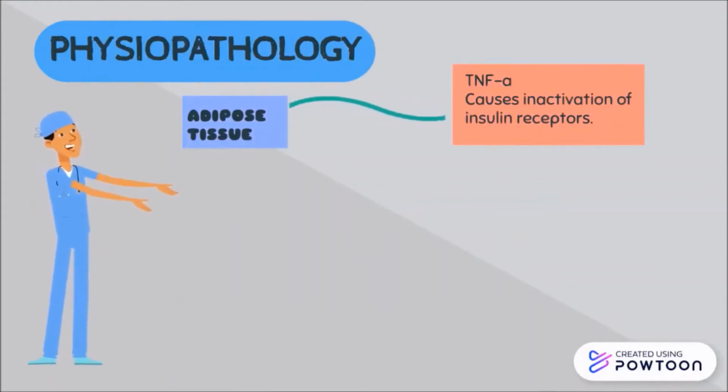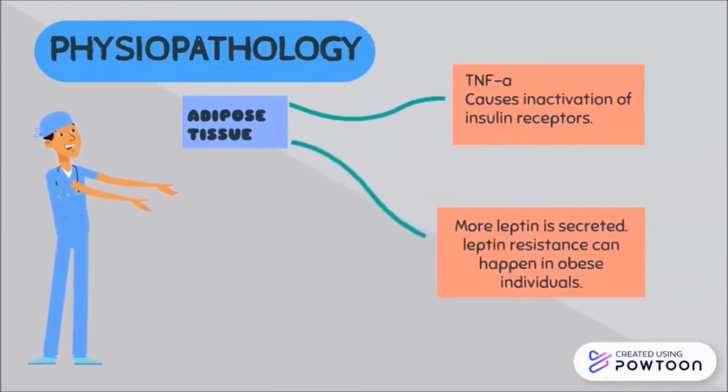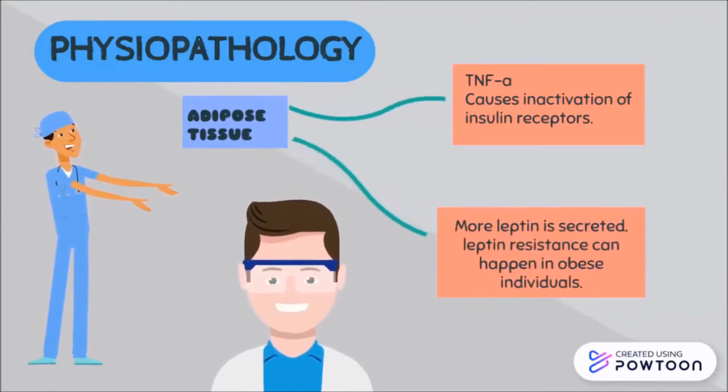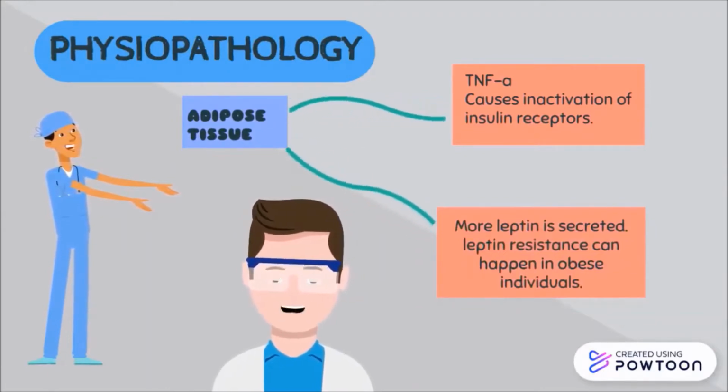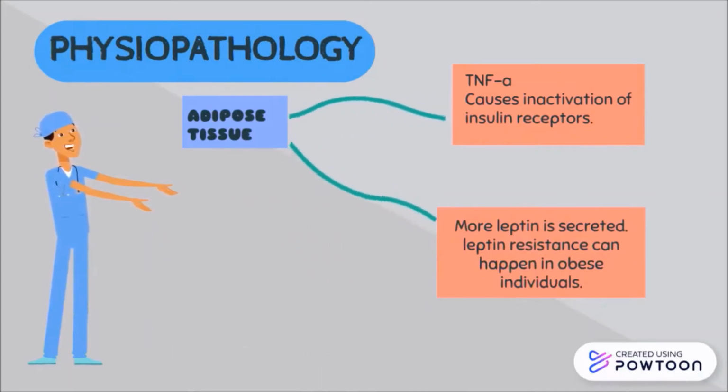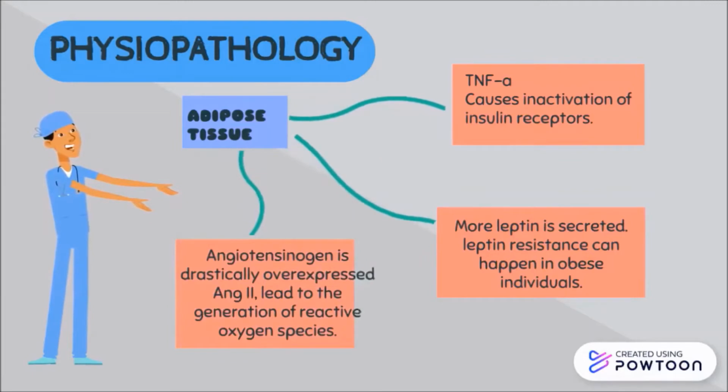Leptin is secreted by adipocytes to signal the brain for satiety. Normally, as fat cells expand, more leptin is secreted, but obese people develop leptin resistance. Growth of adipose tissue during obesity development causes more angiotensinogen secretion, and it leads to an increase of blood pressure and the creation of reactive oxygen species.